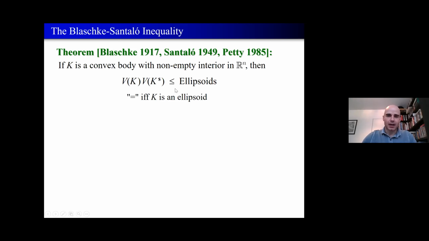So my notation for a statement like this, when a functional is maximized by a certain class of bodies, will be this. So this reads as the volume product is maximized by ellipsoids. And equality here holds if and only if K is an ellipsoid.